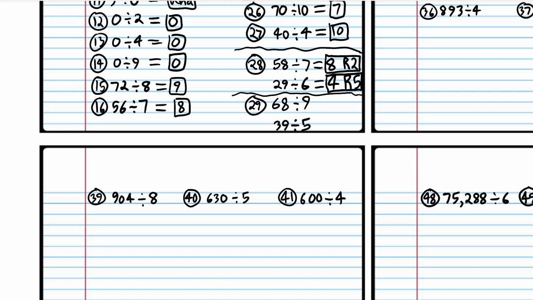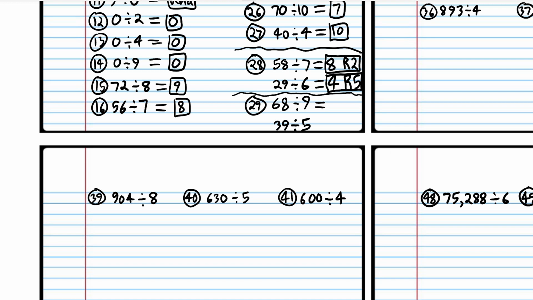All right, number 29. 9 times 3 is 27, not big enough. 9 times 5 is 45, still not big enough. 9 times 6 is 54, still not big enough. 9 times 7 is 63. That might be the number. Let's see if we can do one more. 9 times 8 is 72. Whoops, we went over 68. 72 is too big, so it must be 9 times 7.